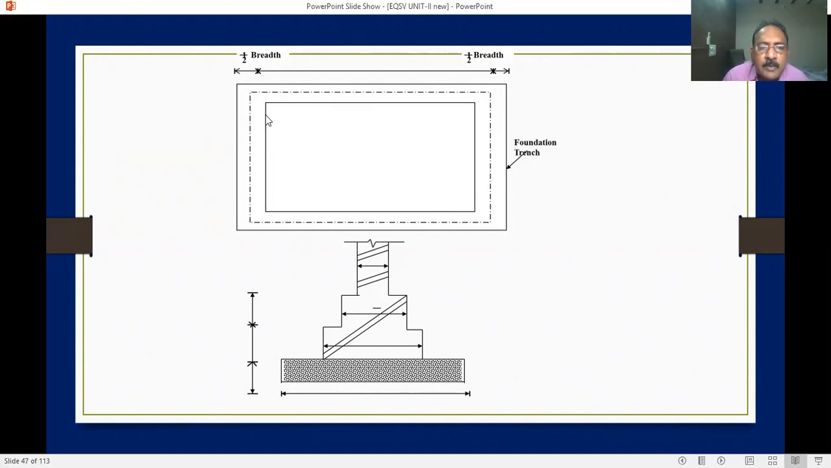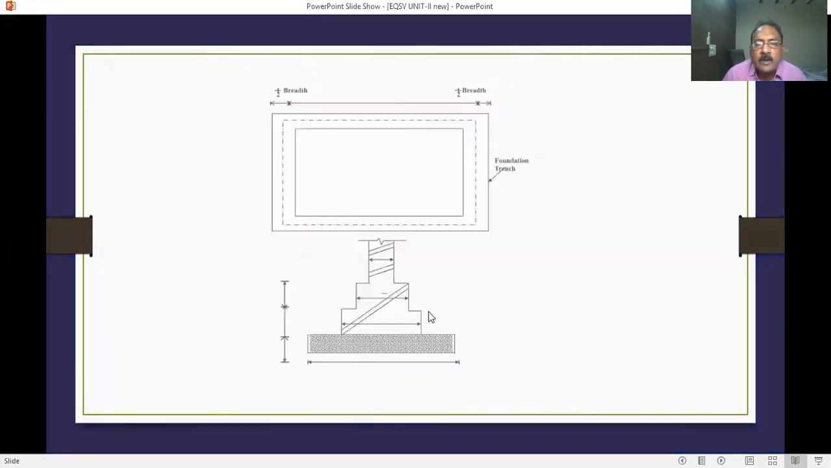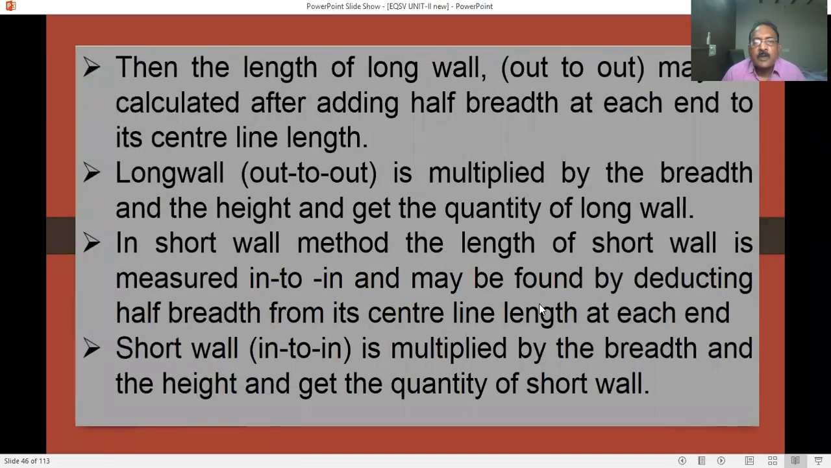Here 6 meters plus 200 mm, that is 0.2 m, here 0.2. So center to center is 6.4. This I will explain clearly. And similarly, the length of long wall out to out may be calculated after adding half of breadth at each end to its center line length. First, you have to calculate center to center.